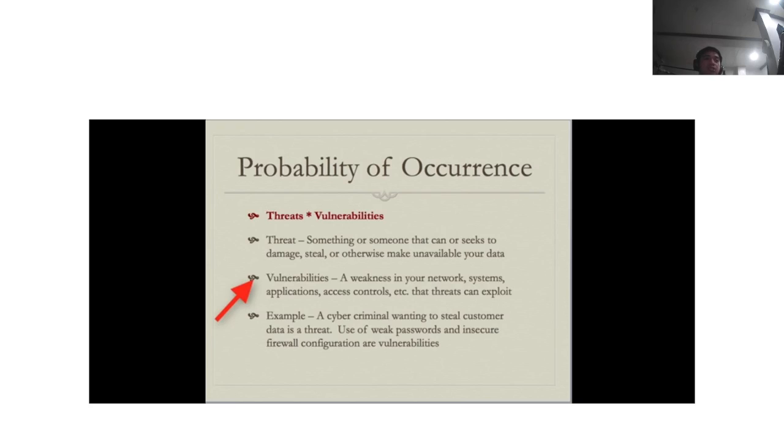So employees not receiving security training, which is a big topic that we will be covering in this class. And data on mobile devices are not encrypted. So let's take a closer look at business impact.